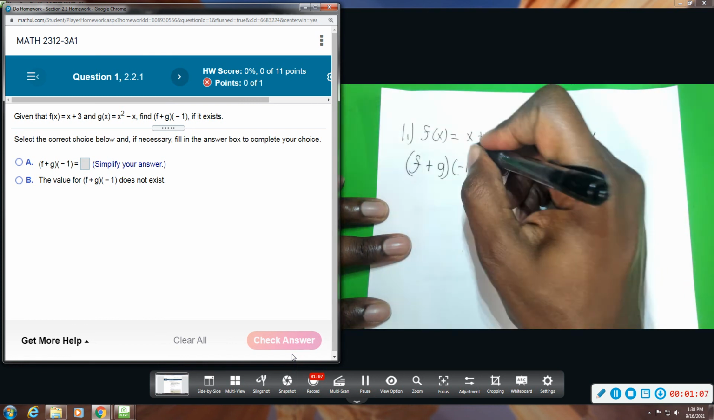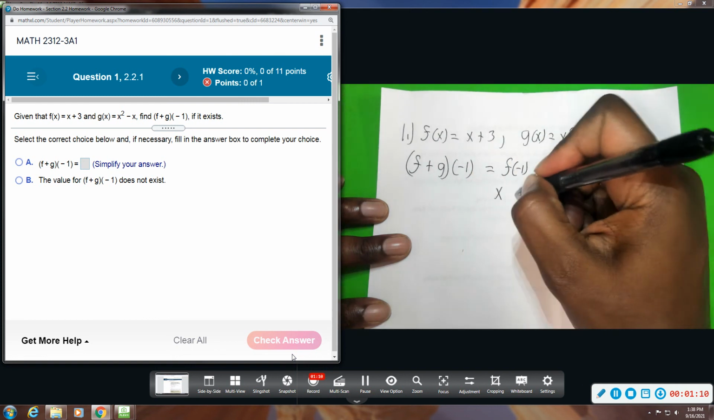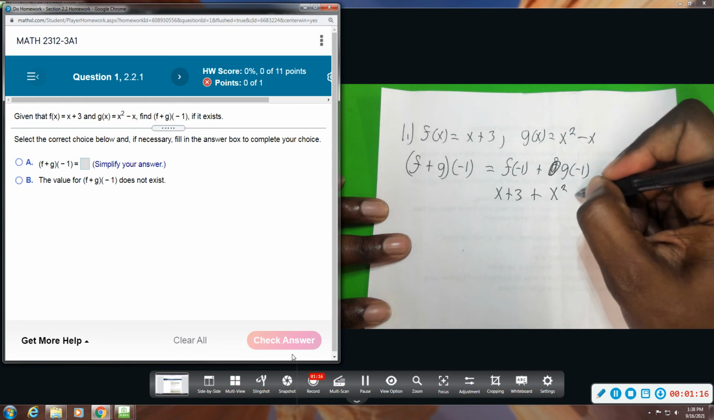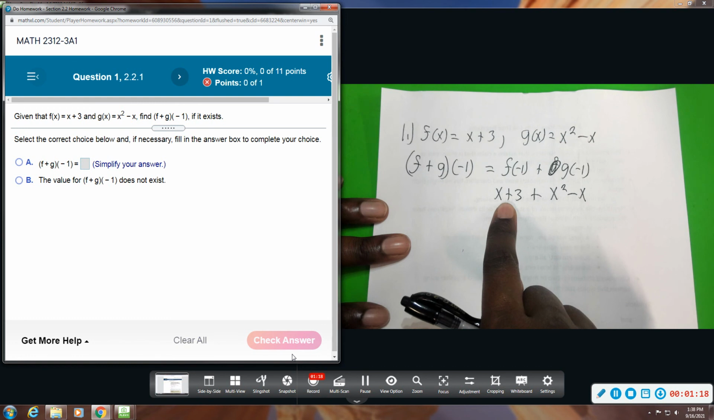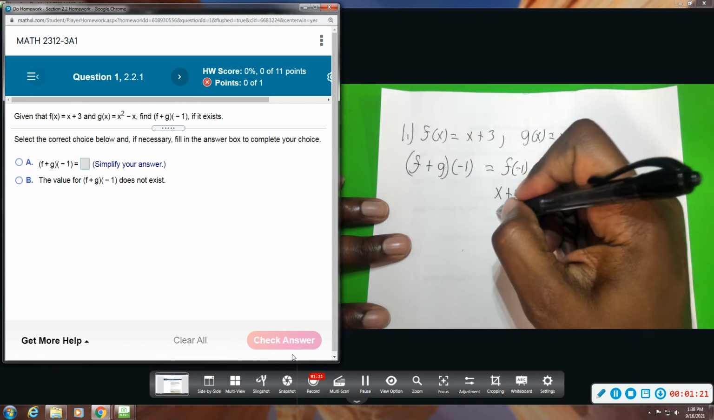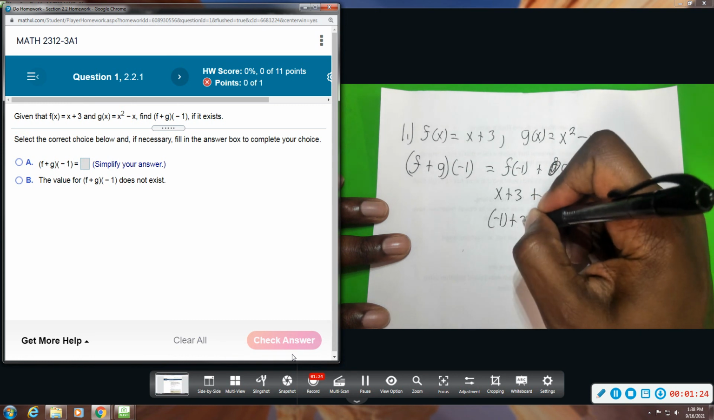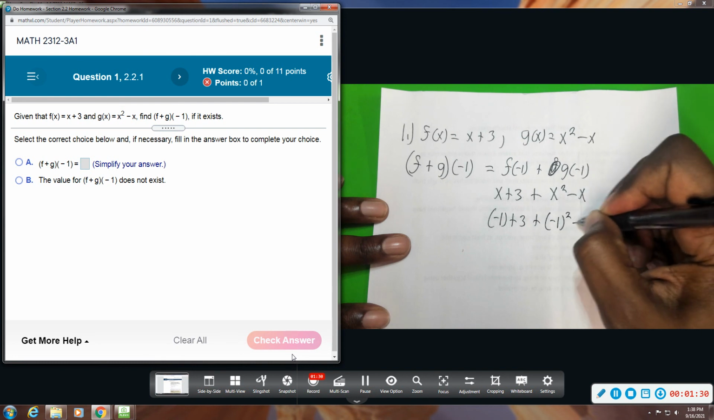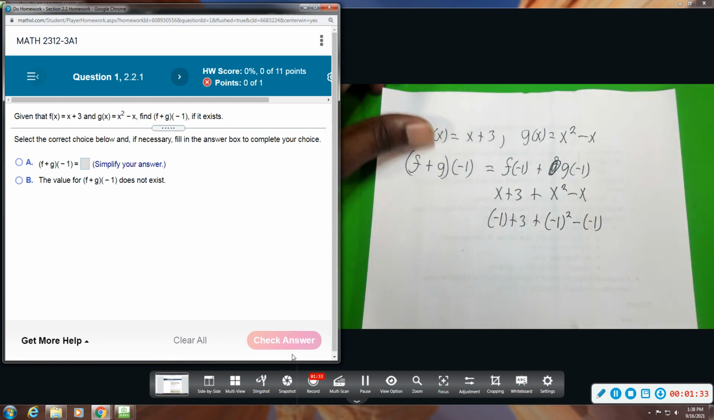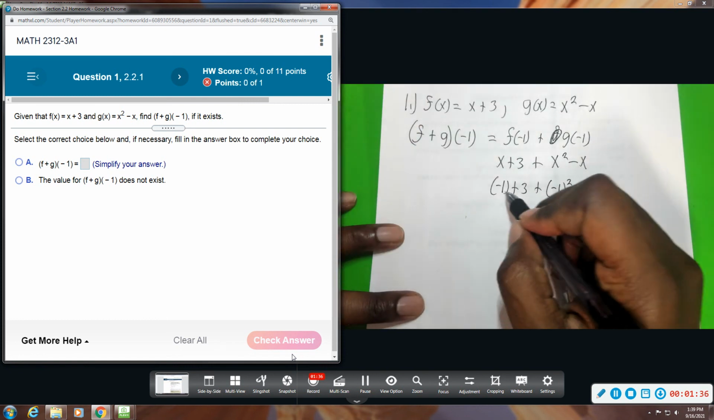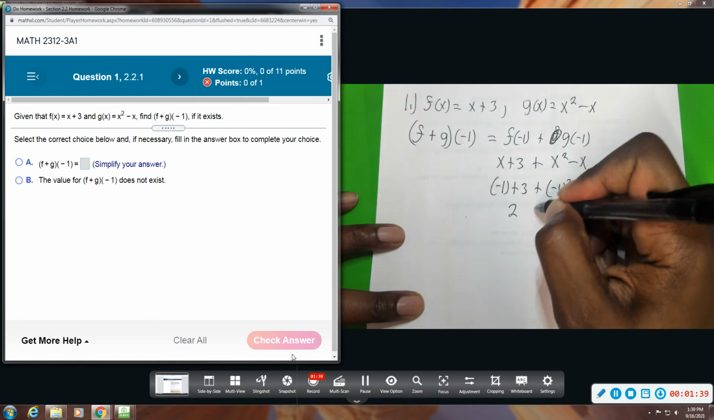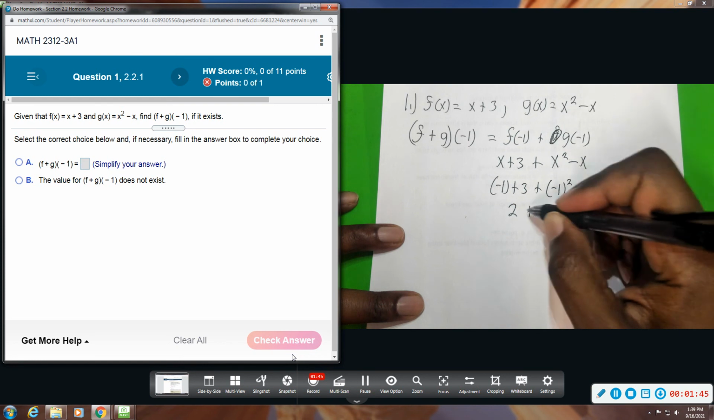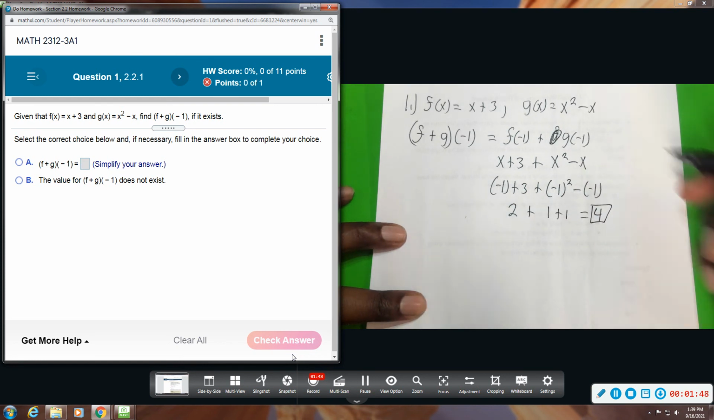So here we have x plus 3, that's the f equation, and then the g equation is x squared minus x. And what we're going to do is replace these x's with -1s. So this will be -1 plus 3 plus -1 squared minus -1. And then once we evaluate, this will give us 2 plus, that will just be a +1 minus a -1, also a +1. So 2 plus 1, we get 4.